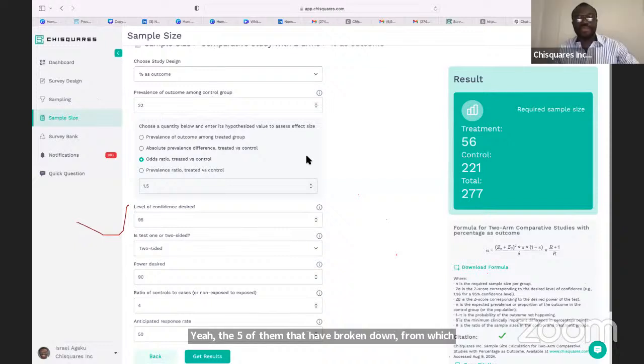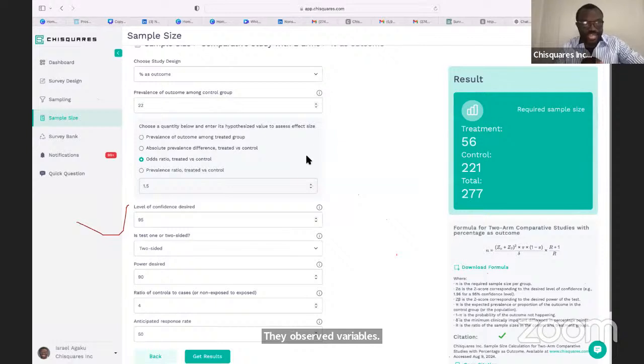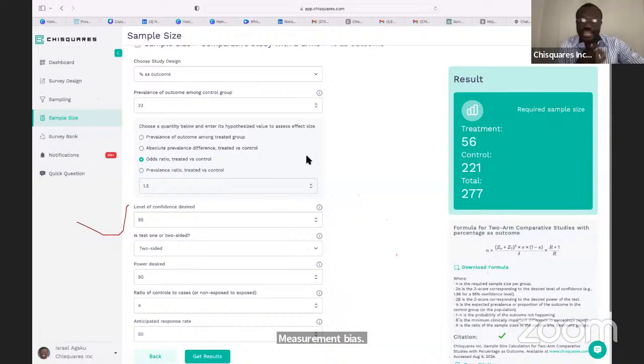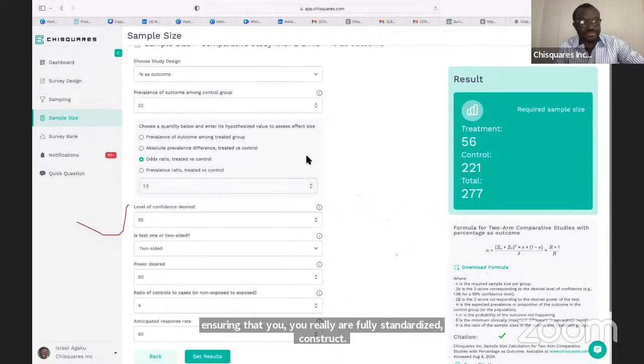observed variables. Okay. So my point here is that in your case, the bigger issue will be issues of measurement error and measurement bias as opposed to sample size. So your sample size calculation will still follow the standard calculations, but you would really want to pay attention very carefully to issues of measurement bias, especially in those constructs, and ensure that you really are following standardized constructs so that your study is comparable with others.